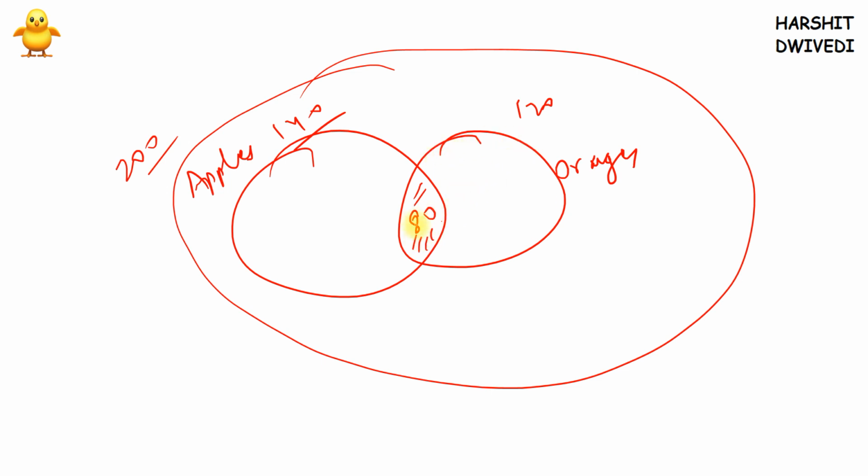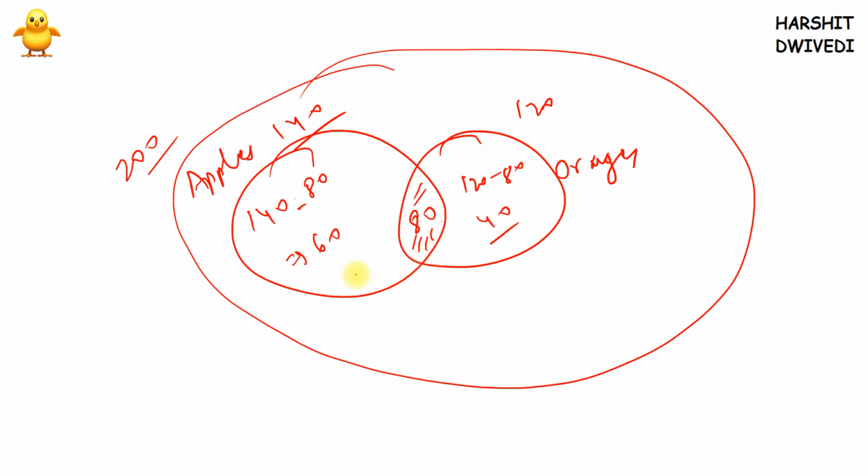So what will be the number of students who will be liking only apples? 80 are the people who are liking both apples and oranges. So the only apple will be 140 minus 80, that will be equal to 60. By the same logic, how many students will be liking only oranges? 120 minus 80, that will be 40. So students liking only oranges 40, students liking both apples and oranges 80, students liking only apples 60.